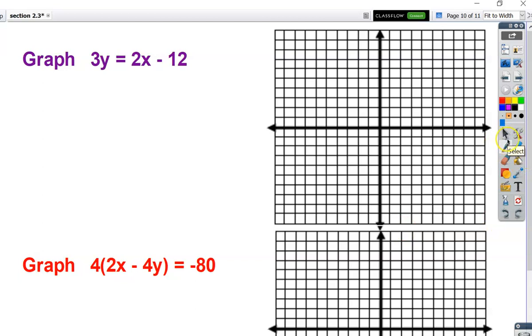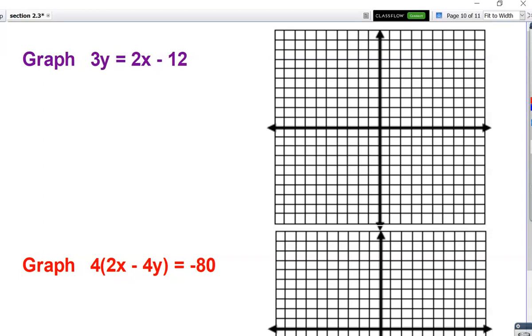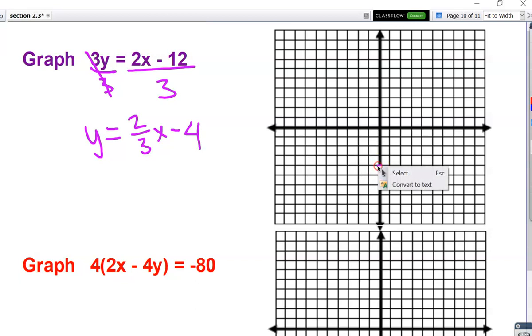For these last 2 questions, you can use whichever method is easier. For the first example, we have 3y equals 2x minus 12. Y is almost on a side by itself. All we have to do is divide by 3. Remember to distribute, or divide both terms by 3. And we have the equation y equals 2/3 x minus 4. So for that first equation, because y didn't have anything else on the same side other than the coefficient, it's probably easier to just use slope-intercept form.